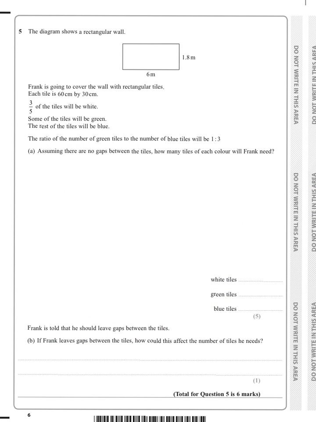Question 5. The diagram shows a rectangular wall and it measures 6 metres by 1.8 metres. Now the first thing I'm going to do is just draw a little diagram of that, and I'm going to convert everything to centimetres first, which I think will make it easier.